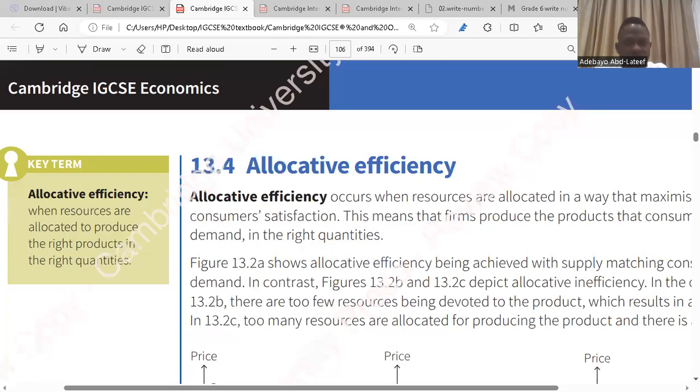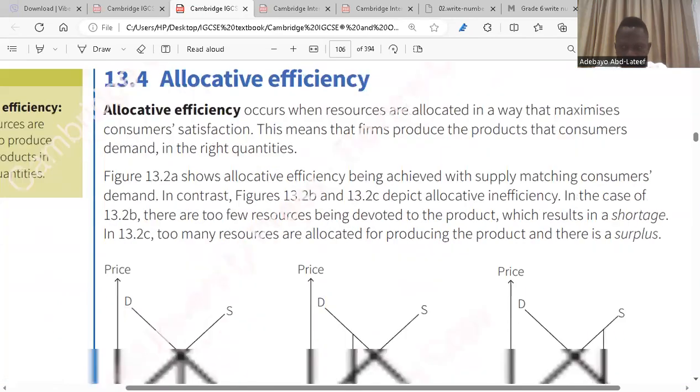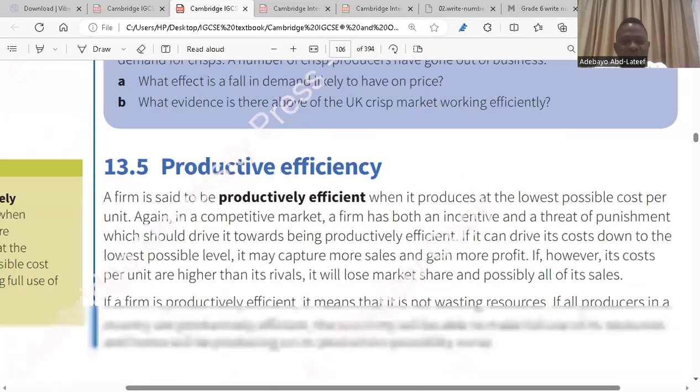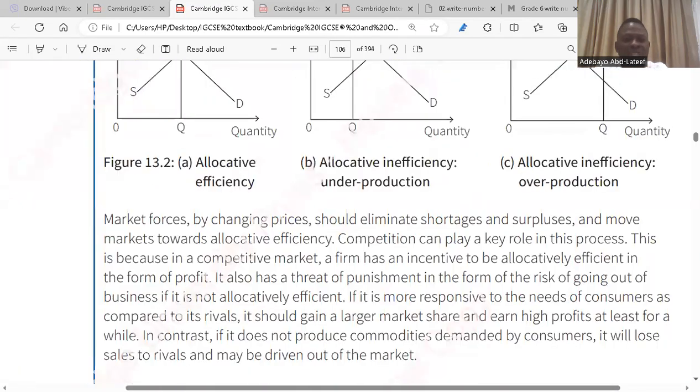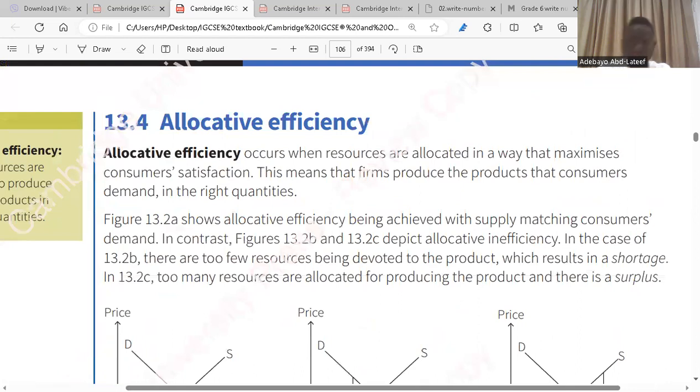So we go to allocative efficiency. Why do we call it allocative efficiency? We call it allocative efficiency because we are able to maximize consumer satisfaction.